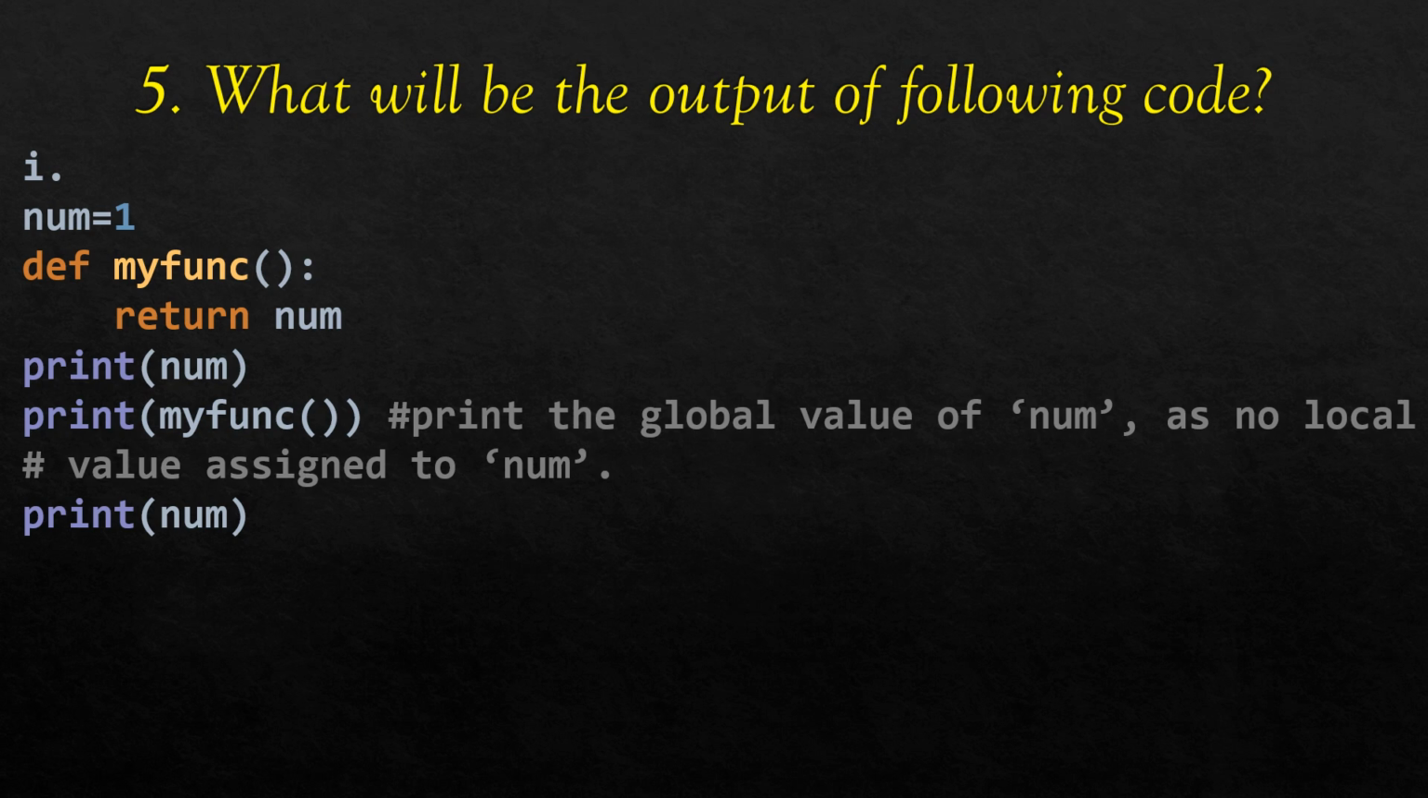So as you can see here, the first print num will obviously print the global value of num because this print statement is outside of the function. The next print statement where my function is called will also print the global value of num as no local value is assigned to the variable num within the method. Now the final print statement will also access the global value of num, as it is calling the global value only. So the output will be 1, 1 and 1.